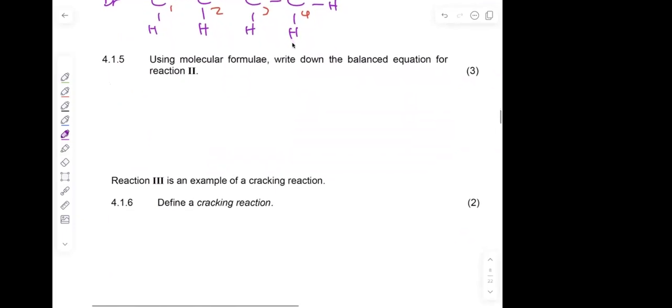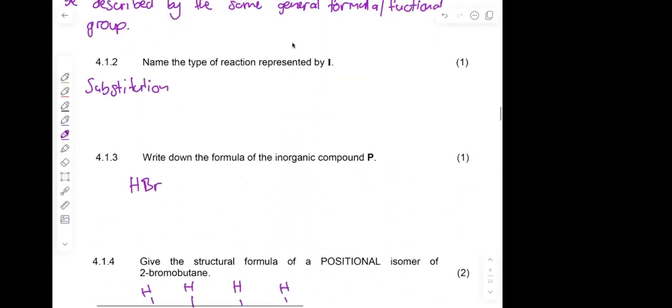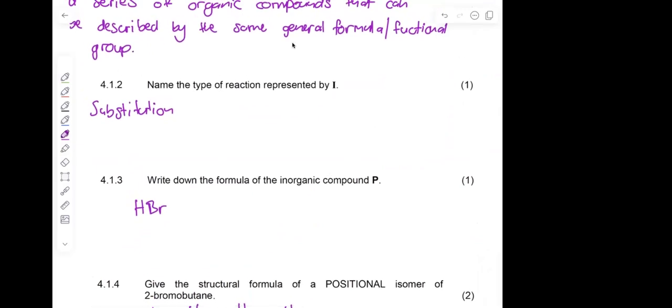4.1.5, using molecular formulae, write down the balanced equation. Section 2. Hey, Theo. Let's check the chat. Okay, give me 2 seconds. A very humble request, sir.